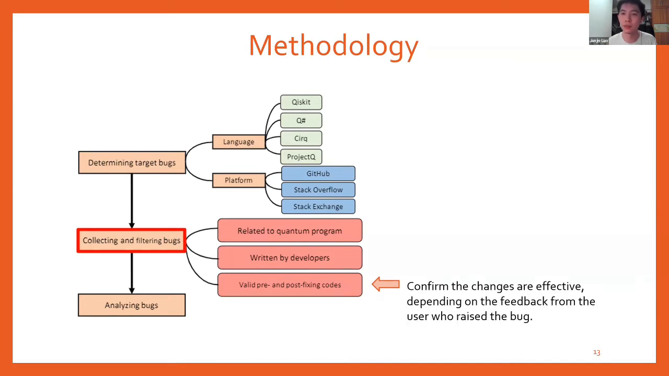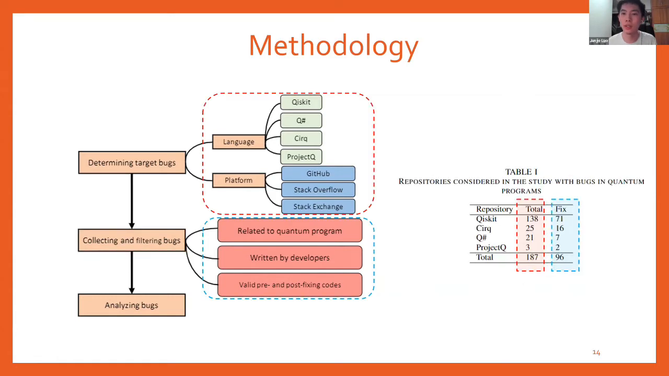Finally, as a rather important point, we require our filtered data to have pre- and post-fixing code. We need to confirm that the changes are effective by reading the feedback from the users who raised the bugs. According to our method, we collected a total of 197 samples to be filtered in the first step and 96 samples to be analyzed by filtering the samples in the second step.